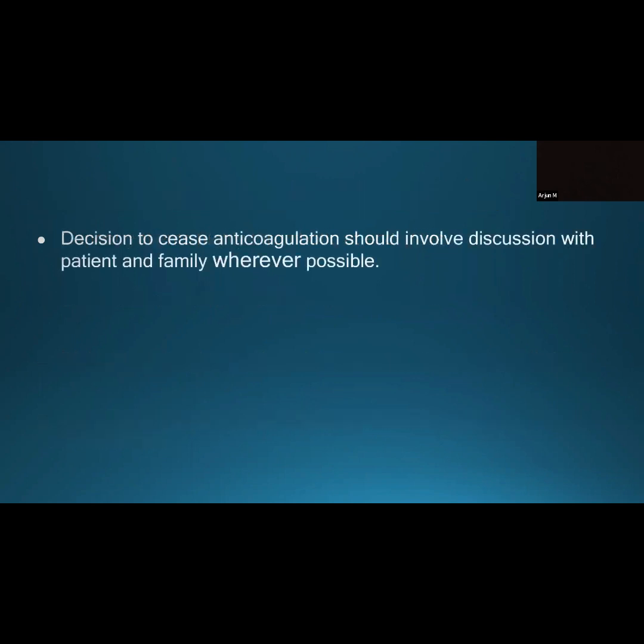And whenever a patient is on anticoagulant and is at end of life, the decision to cease anticoagulation should always involve a discussion with the patient as well as a family member whenever possible, rather than stopping it from our side without consulting the patient.